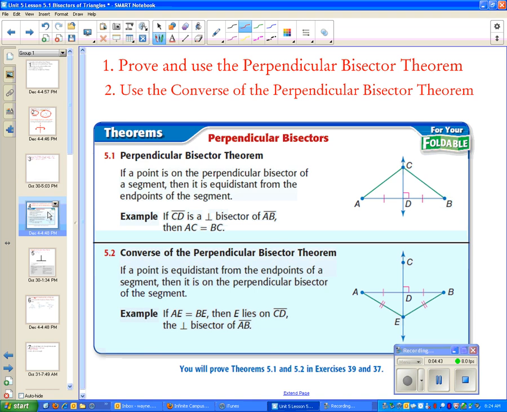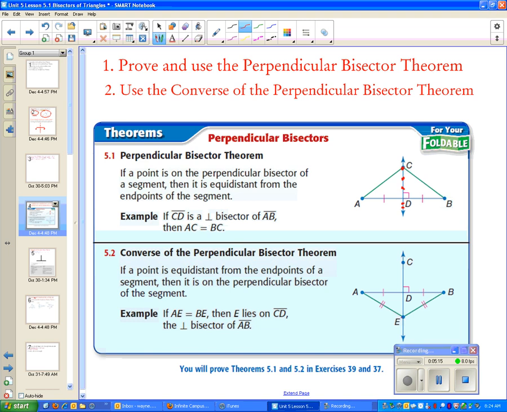And here is the perpendicular bisector theorem and its converse. If a point is on the perpendicular bisector of a segment, then it is equidistant from the endpoints of the segment. All right, I just made an example of that, right? So any point that's on the perpendicular bisector of a segment is equidistant from, in this case, A and B. The converse: if a point is equidistant from the endpoints, then it's on the perpendicular bisector.